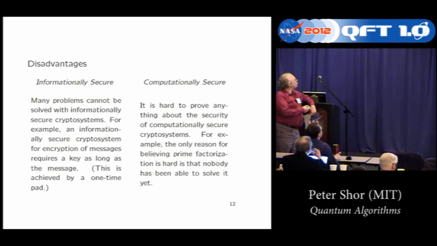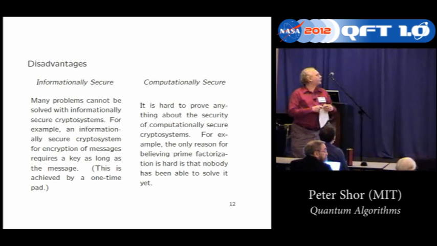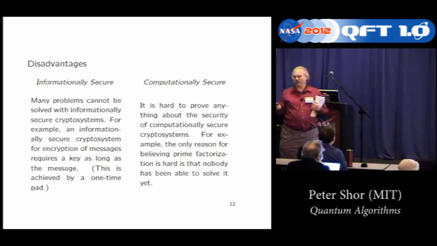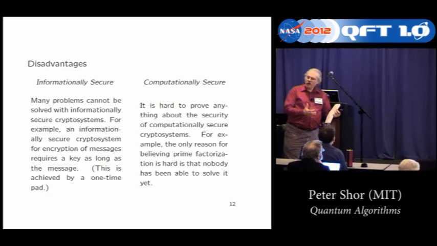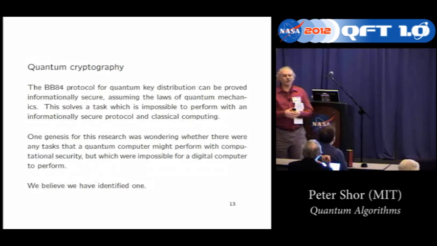So the disadvantages are that there's lots of stuff you cannot do with informationally secure cryptosystems, and it's impossible to prove anything, at least so far, about the security of computationally secure cryptosystems. I mean, you can prove that Diffie-Hellman is as hard as solving a problem which looks a lot like discrete logarithms. That's around as far as you can go.